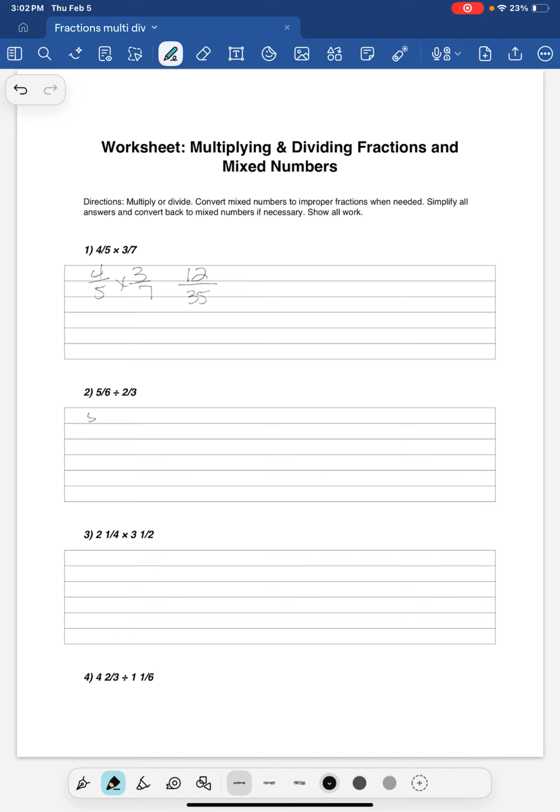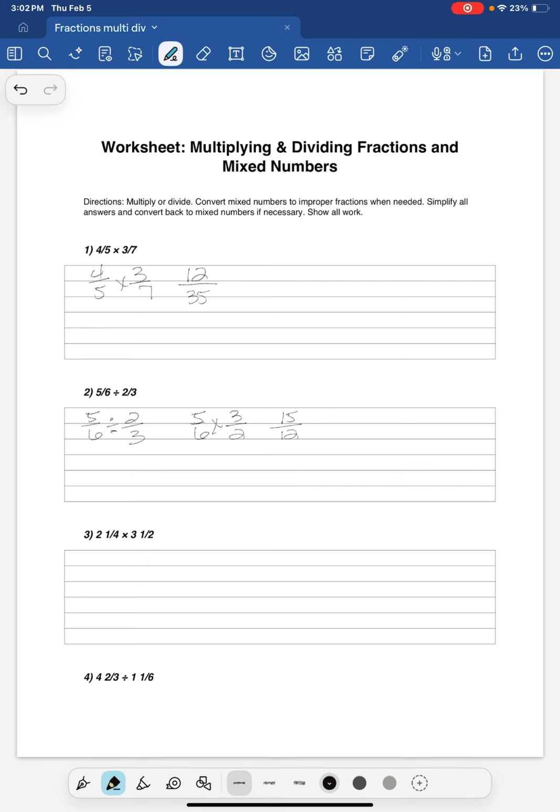Now, to do division, you have 5/6 divided by 2/3. You're going to rewrite your first fraction just as it is. You're going to flip your second fraction. So 2/3 becomes 3/2. And then you're just going to multiply. 5 times 3 is 15. 6 times 2 is 12.